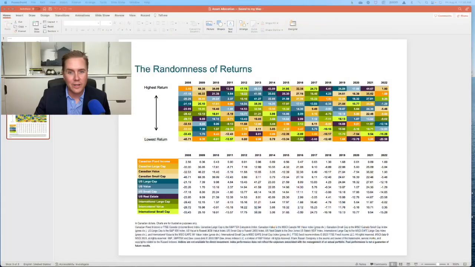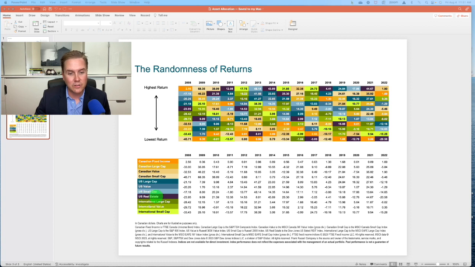Now, the next question is, what types of asset classes should we be including in the portfolio? And the short answer is all of them. And I'm going to show you a chart. And this is another one of my favorites whenever I'm doing education for people around how to build a portfolio. And on the left-hand side, what you'll see here is different asset classes. So Canadian fixed income, Canadian stocks, large stocks, value stocks, small cap stocks. Same for US, international.